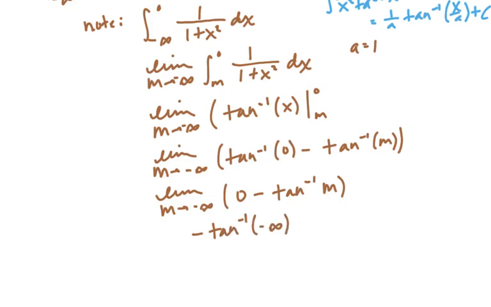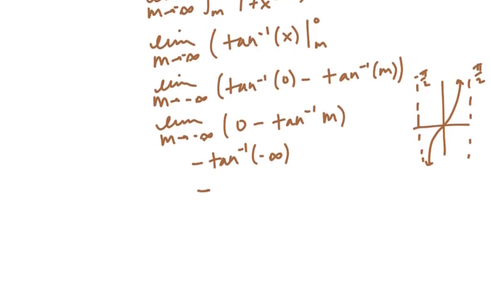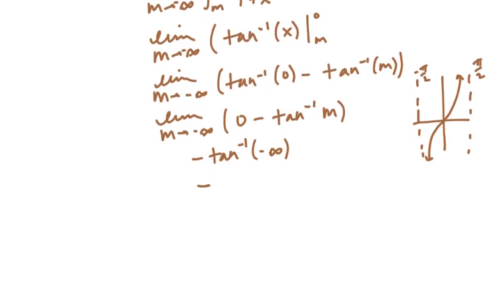So think about your tangent graph. Your tangent graph is split at negative pi over 2 to positive pi over 2. So this vertical asymptote is at negative pi over 2, and this vertical asymptote is at positive pi over 2. So we have a negative, bring it down, the inverse tangent of negative infinity. So as we approach negative infinity, the inverse tangent is negative pi over 2. So this equals pi over 2, which is convergent.